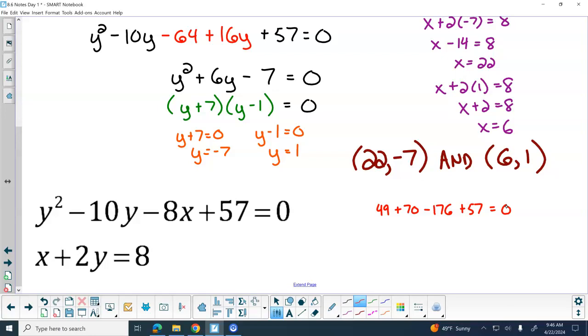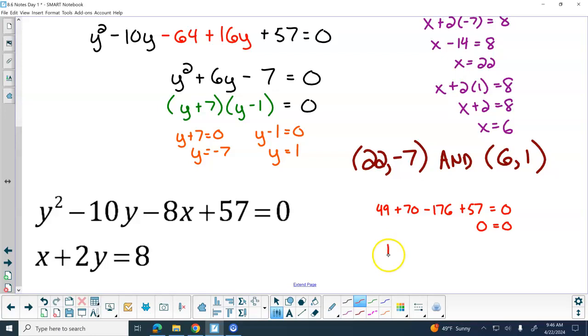Let's see, 49 plus 70 is 119, plus 50 is 169, plus 7 is 176, minus, yep, that works out. We got 0 equals 0 on that one. 22 is 2 times negative 7, which is negative 14. 22 minus 14 is 8. Checks out there.